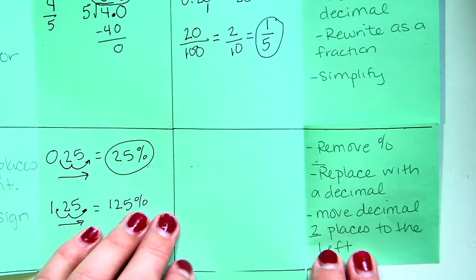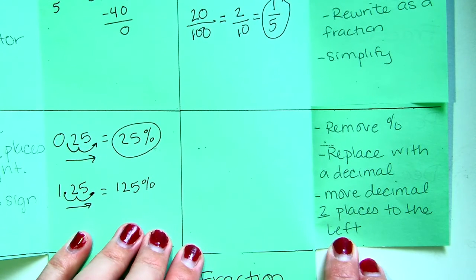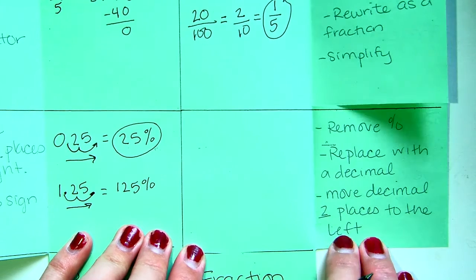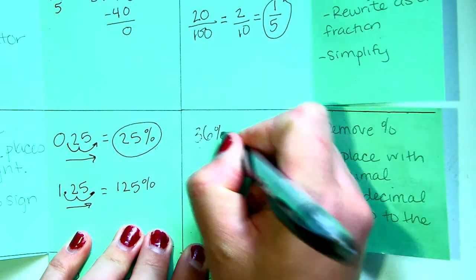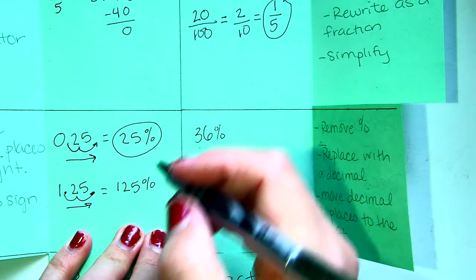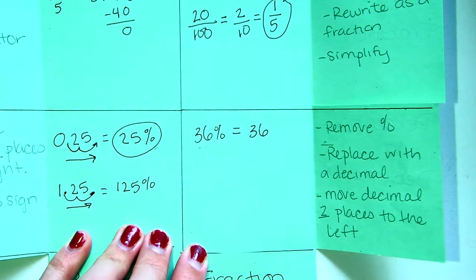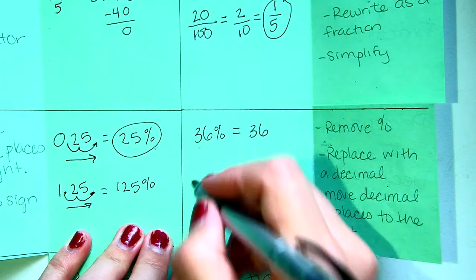So when we go from a percent to a decimal, we begin by removing the percent. Then we're going to replace with a decimal. We're going to move the decimal 2 places to the left. So here, let's say I have 36%. I'm going to drop the percent sign, leaving me with just 36. Now, where the percent sign was, we are going to go ahead and put a decimal.